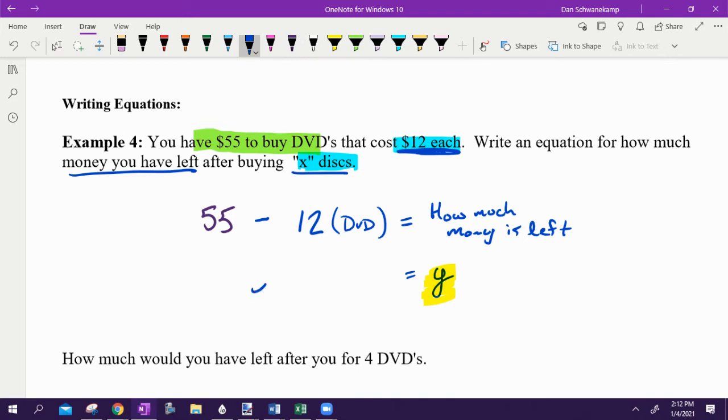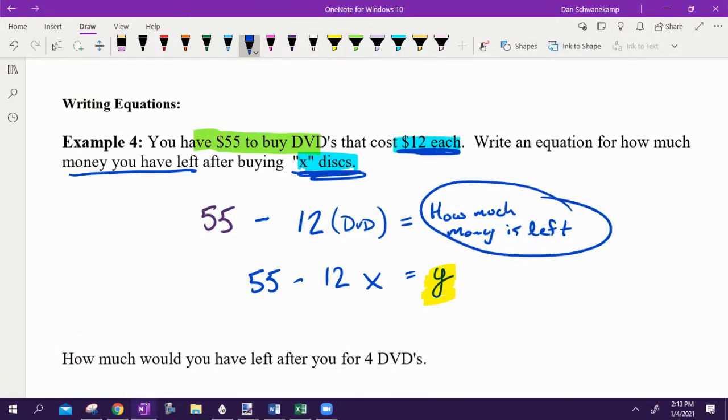And so my equation is going to look like this: $55 minus 12x, because x represents how many DVDs I bought. There's my equation. 55 minus 12x is going to tell me how much money is left, and I just called it the letter y.